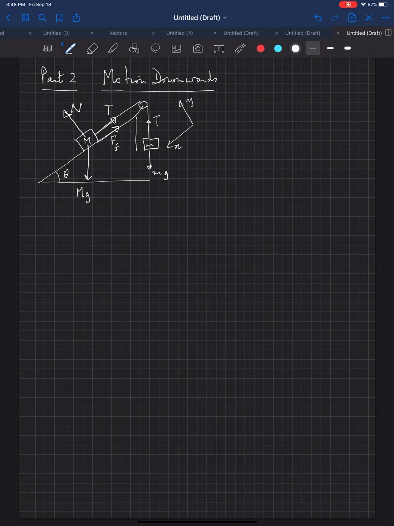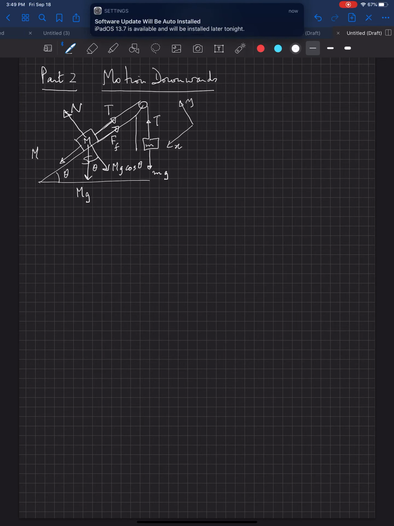All right? And so once I've chosen my axes, I want to get rid of this. And I want to break it up into its y component, which is Mg cosine theta, because I know that this angle is theta, and its x component, which is Mg sine theta.